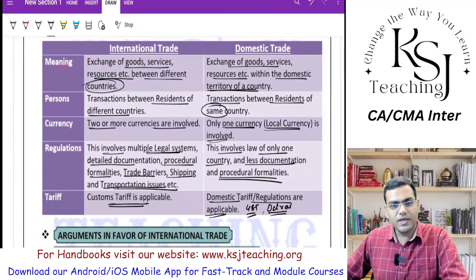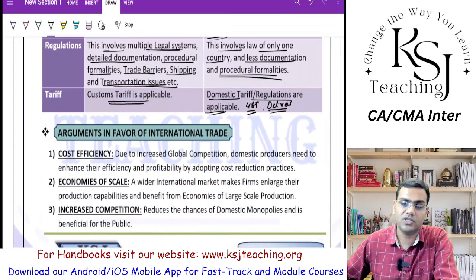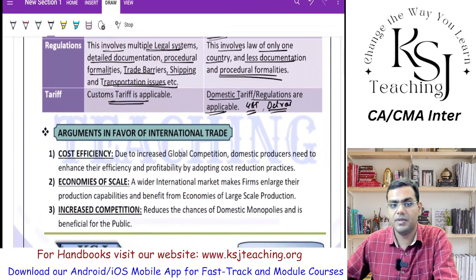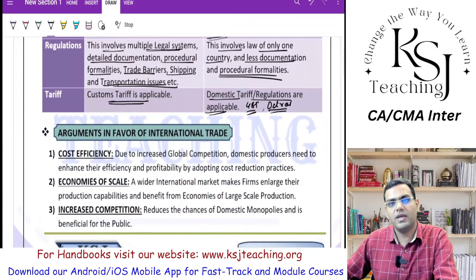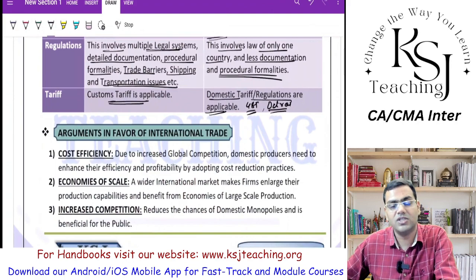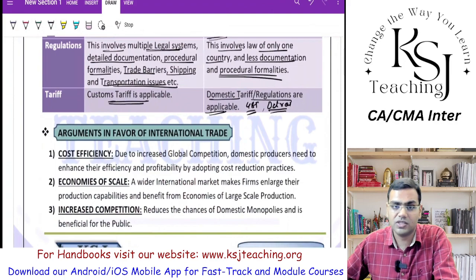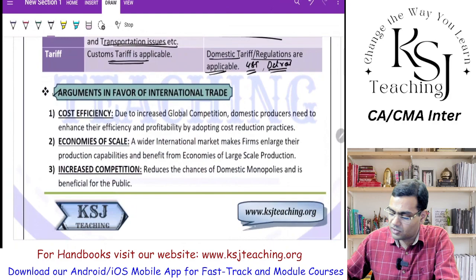Now, we say that it is important for any economy. International trade is definitely important for any economy. But at the same time, there are advantages as well as disadvantages of international trade, right? It is not that international trade is always going to be advantageous for a nation. It can be advantageous, it can be non-advantageous also. Clear? So he says, what are the arguments in favor of international trade?